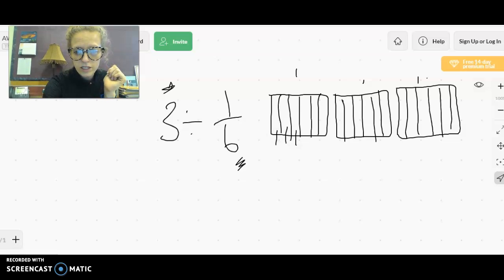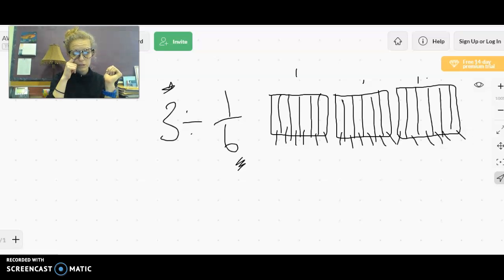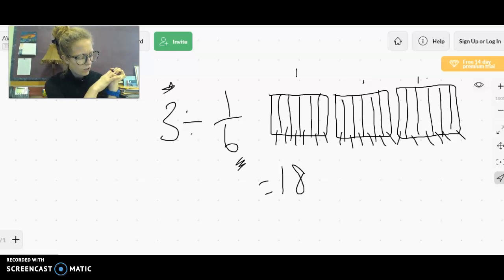1, 2, 3, 4, 5, 6, 7, 8, 9, 10, 11, 12, 13, 14, 15, 16, 17, 18. Huh, that's interesting. I'm starting to notice a pattern. All right, so 3 divided by 1/6 equals 18. So just preparing our brains for the work down the road and for like tomorrow, what do you notice between the 3 and the 6?